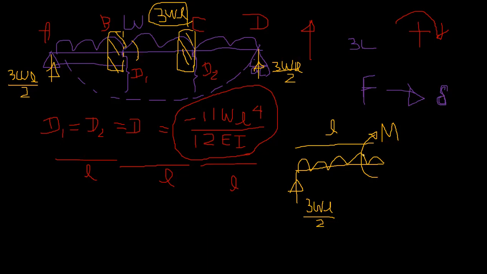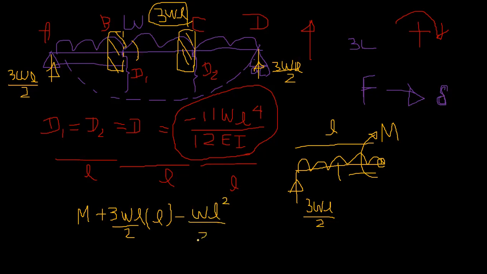So I can take the bending moment about this point. So M plus 3WL over 2 into the length L, minus WL into the length L by 2, is equal to 0. So M is going to be minus 2 WL squared over 2, so that's going to be minus WL squared.